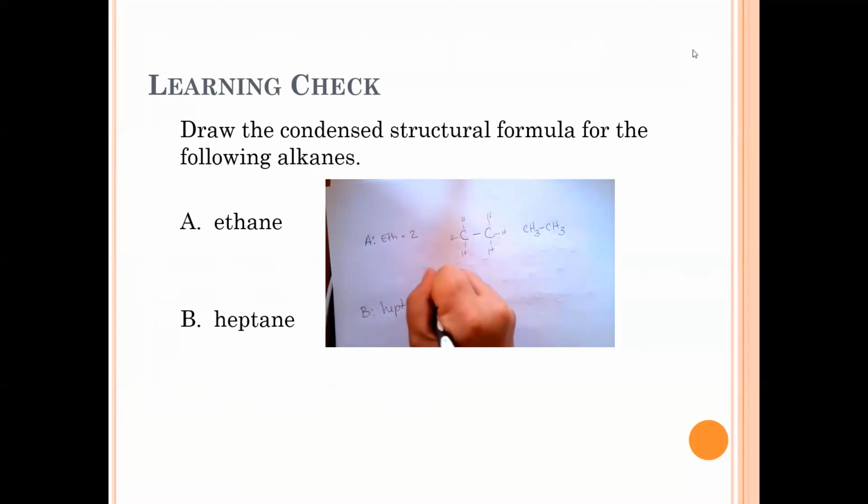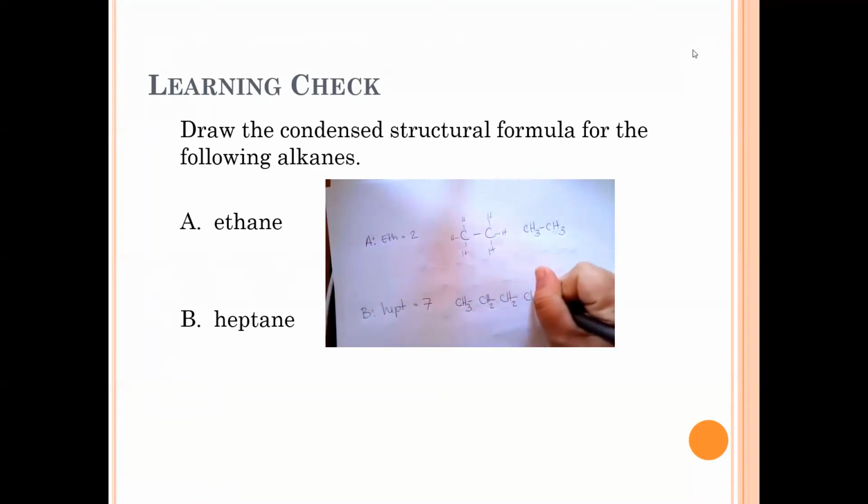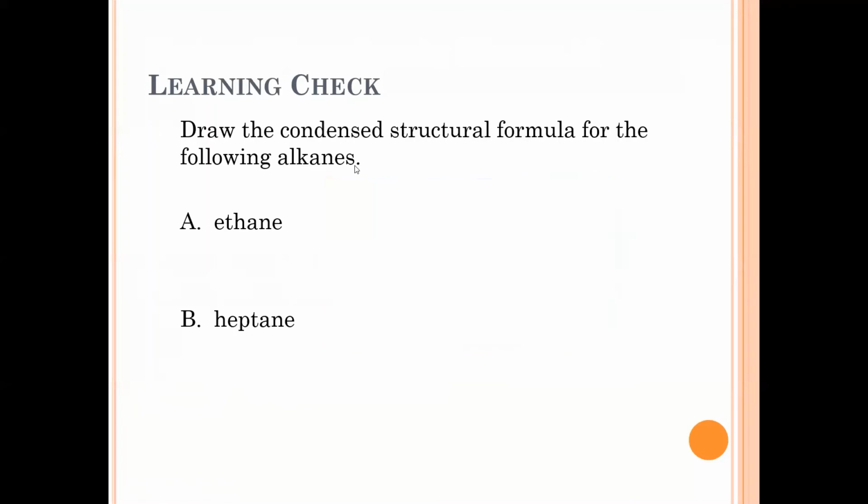For letter B is heptane. Hept means 7. Now we're going to draw 7 across. 1, 2, 3, 4, 5, 6, 7. So as we have our 7 here, remember anything on the ends are CH3s. Everything in the middle are CH2s. The only time we'll ever change this and have something other than 2 hydrogens is if we have something else coming between it, okay? So heptane and ethane.